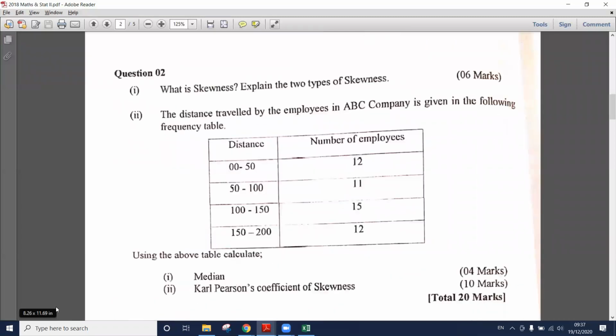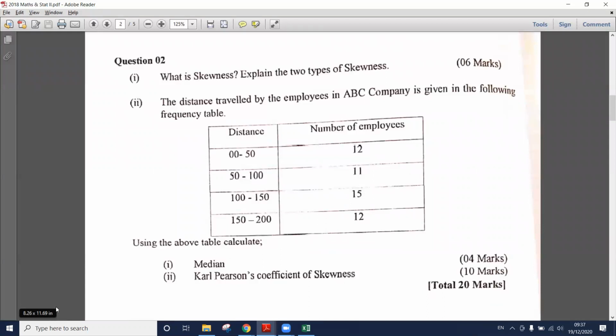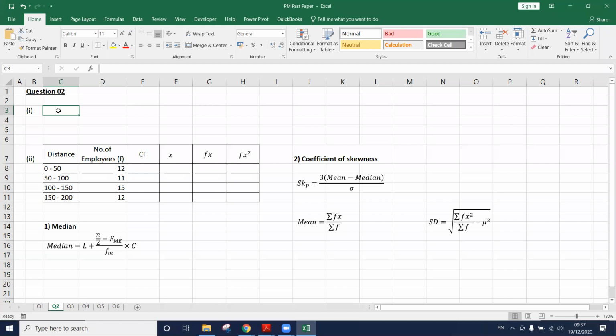Question number 2, part 1 asks: what is skewness and explain the two types of skewness. So what do we mean by skewness? Skewed means the data are not normally distributed, that is, the data are not distributed symmetrically.